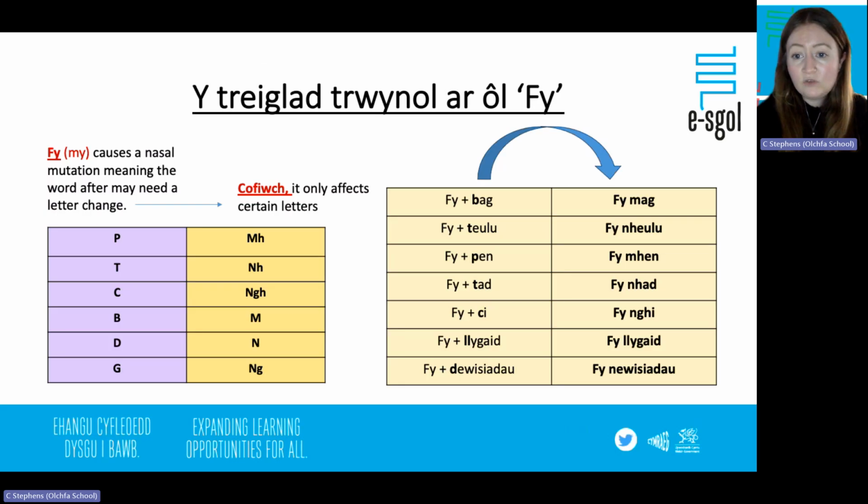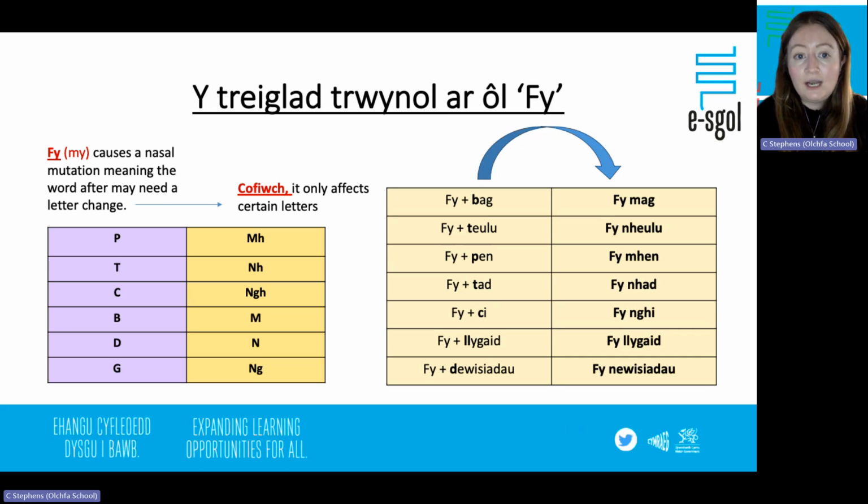Now, you can pause this video at any time and make notes. You can rewind, you can use it after you've written a piece of writing, maybe. You can look at this to make sure that you've done your mutations correctly. So, first thing we're going to focus on then is y treiglad trwynol ar ôl fy. So, the nasal mutation that is caused by the word fy. Now, fy means my, and fy causes a nasal mutation.